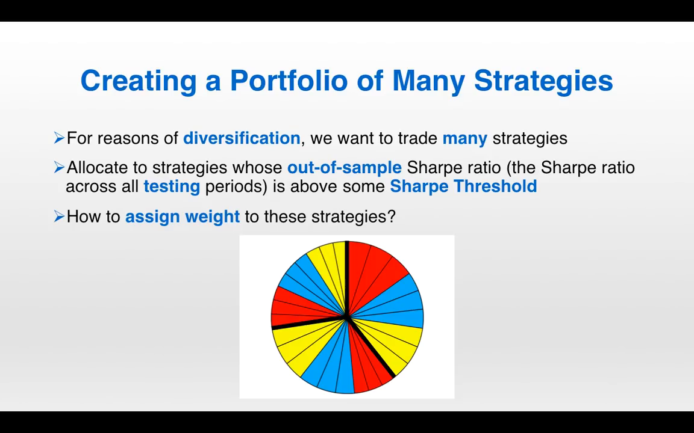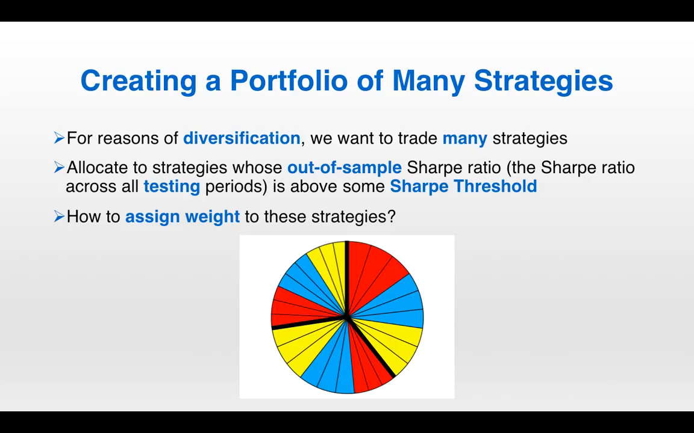And the big question here is how do we assign weight to these strategies once we've selected which strategies we want to trade. I have a visualization here of a pie graph, which is really representative of what our ideal portfolio looks like. So the black bars represent different strategies. So there's 3 different strategies here. The colors red, blue, yellow represent different markets, and the individual wedges represent individual parameter sets.